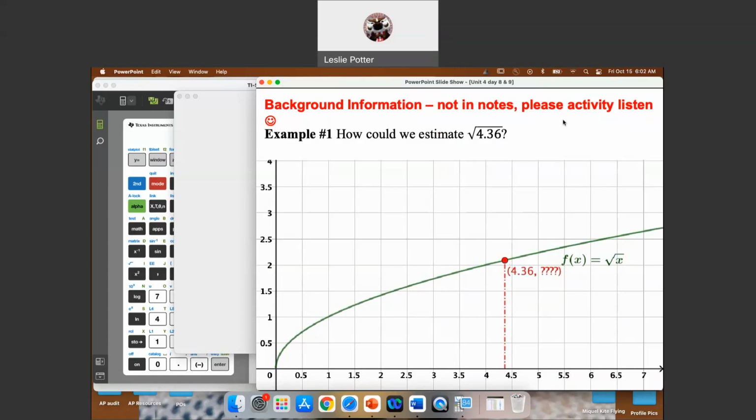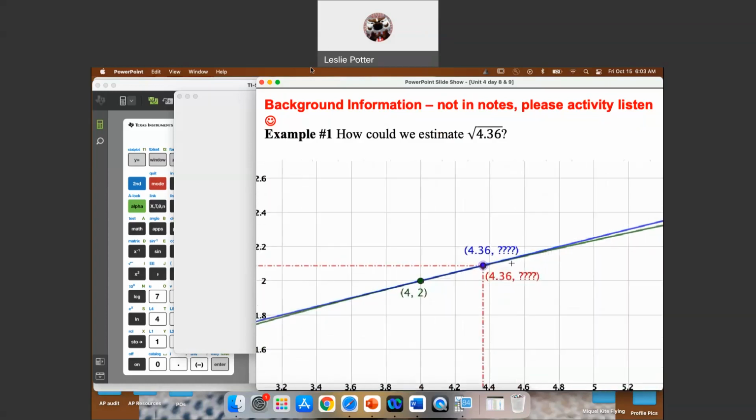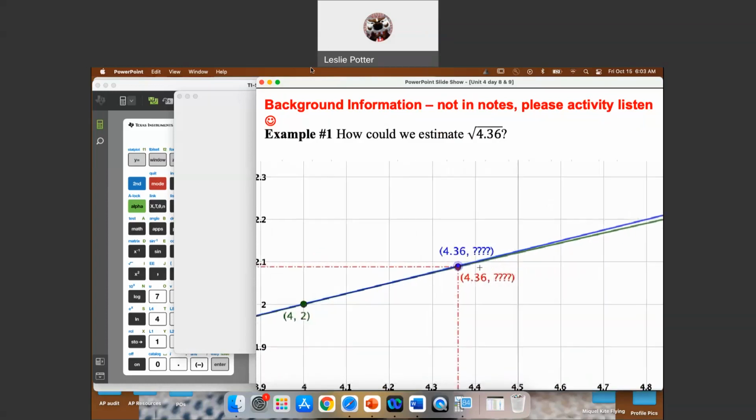So instead of using the radical function, the square root of x, we know that the square root of 4.36 is slightly bigger than 2. But if I back up to x equals 4 and get the equation of that tangent line, then we can see that at 4.36, the tangent line and the curve are really super close together. The blue is using the line. If I'm traveling on the line, the line and the curve are super close together.